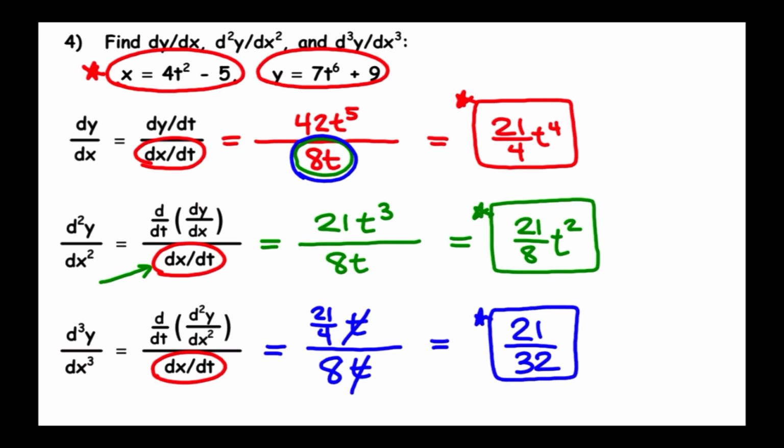I could have you take more derivatives, fourth, fifth, sixth derivatives, but they'd all be zeros because the blue answer is a constant, and we know already that the derivative of a constant is 0, even in the parametric world. So there you go. That's example number 4.